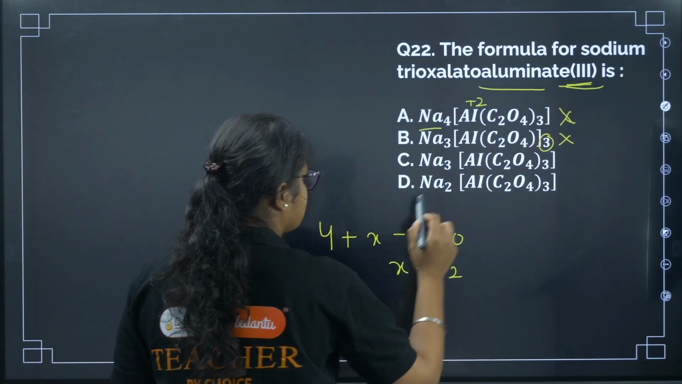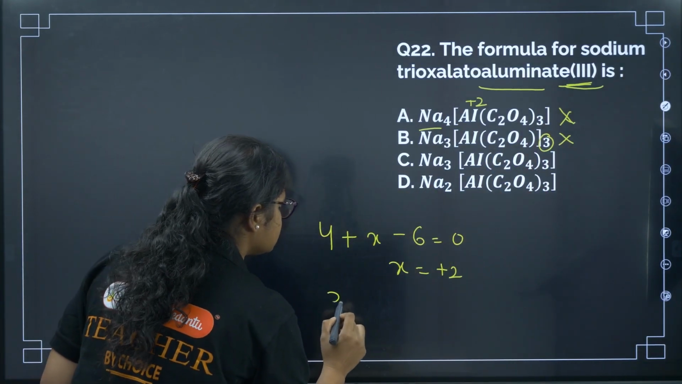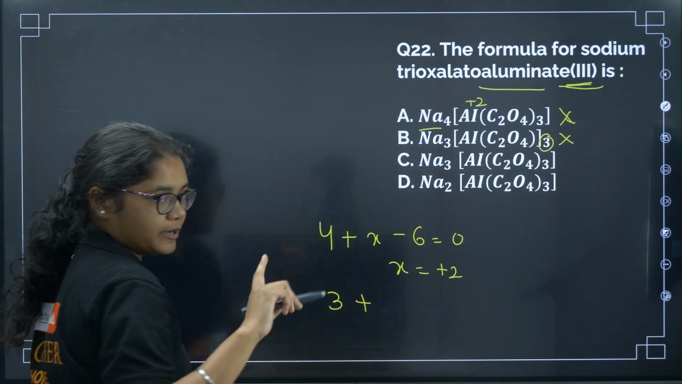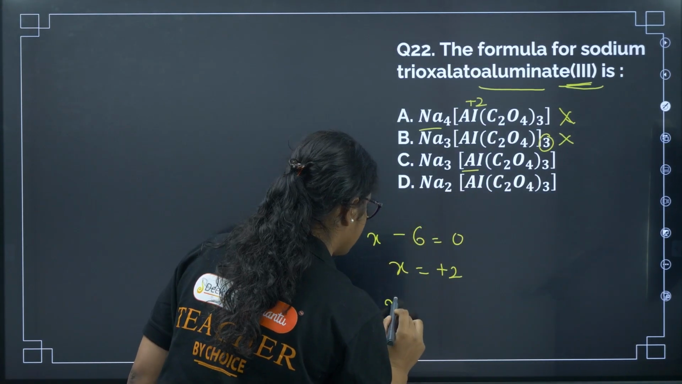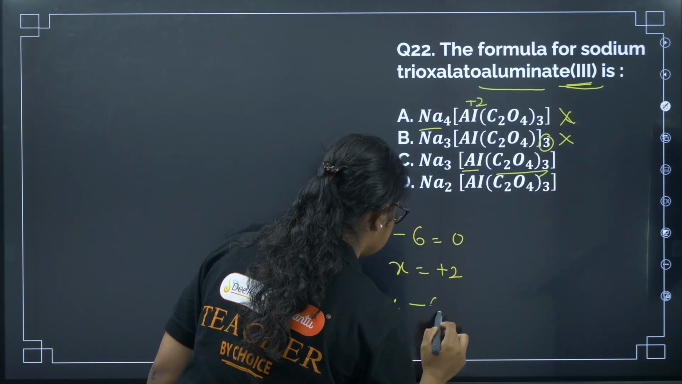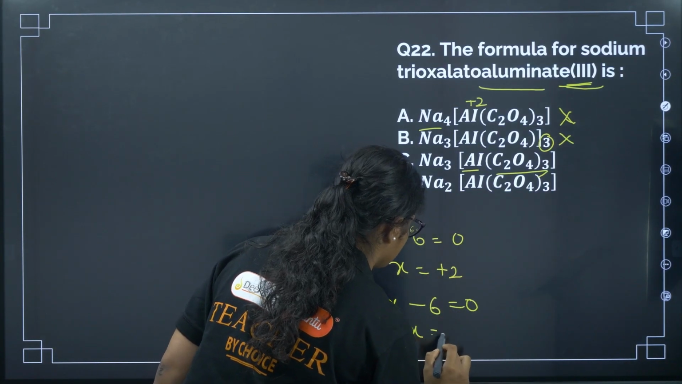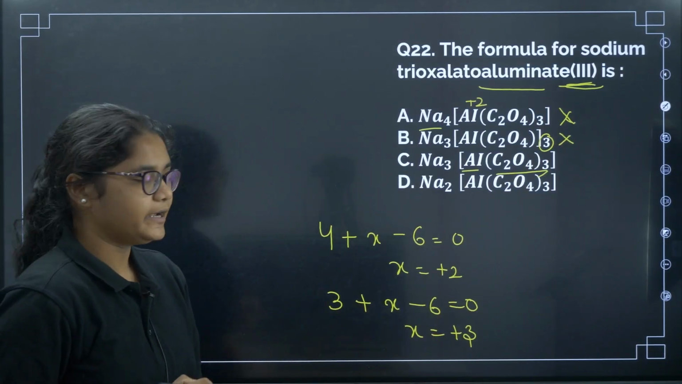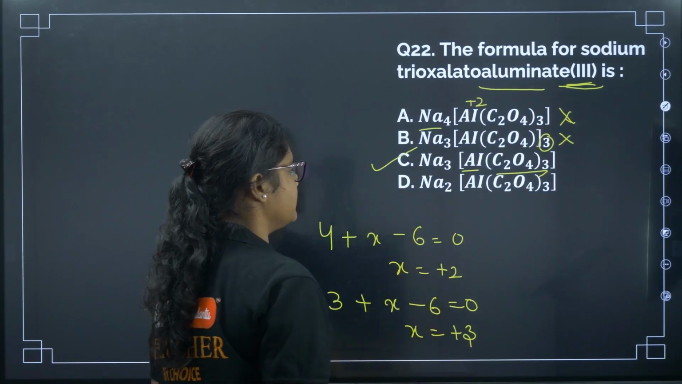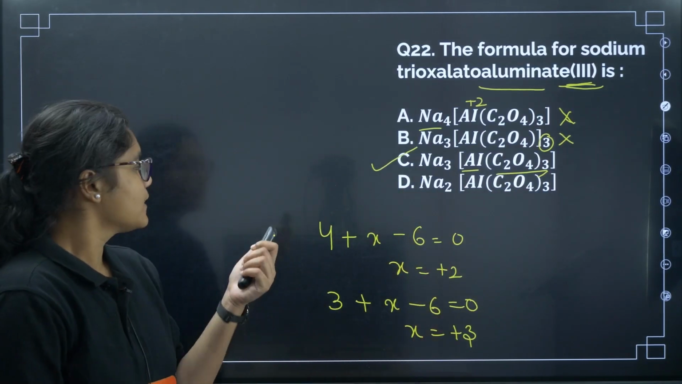Now if you see this one, the third one, okay. So sodium is +1 each, so 3 sodium will have +3. Then we will have this one as X, and then this one is -6, equal to 0. So X is equal to +3, which matches the value given in the name, right? So the correct answer for this question will be option number C.